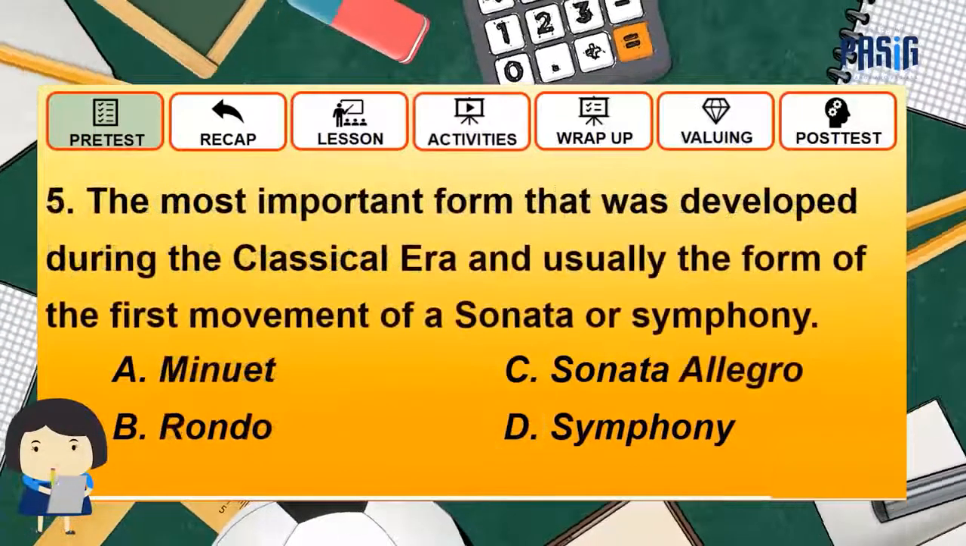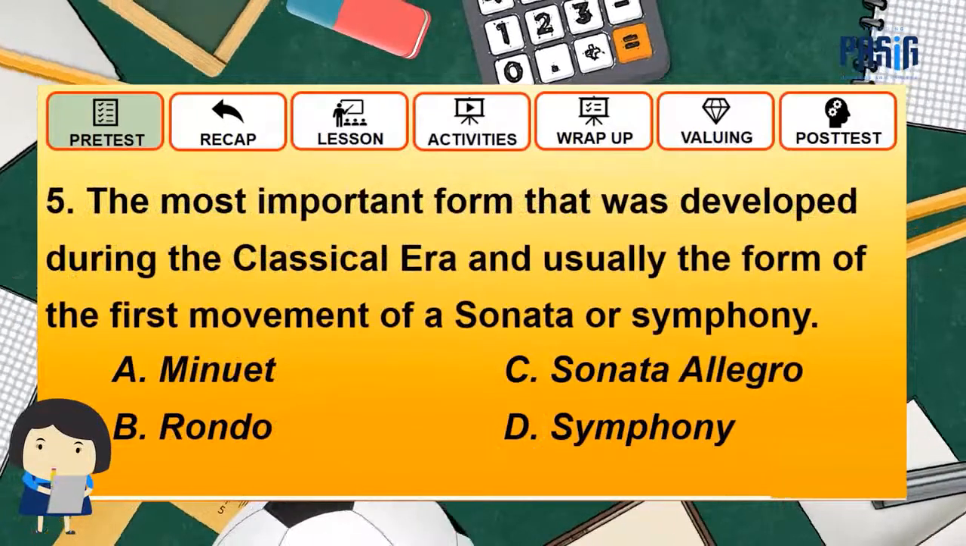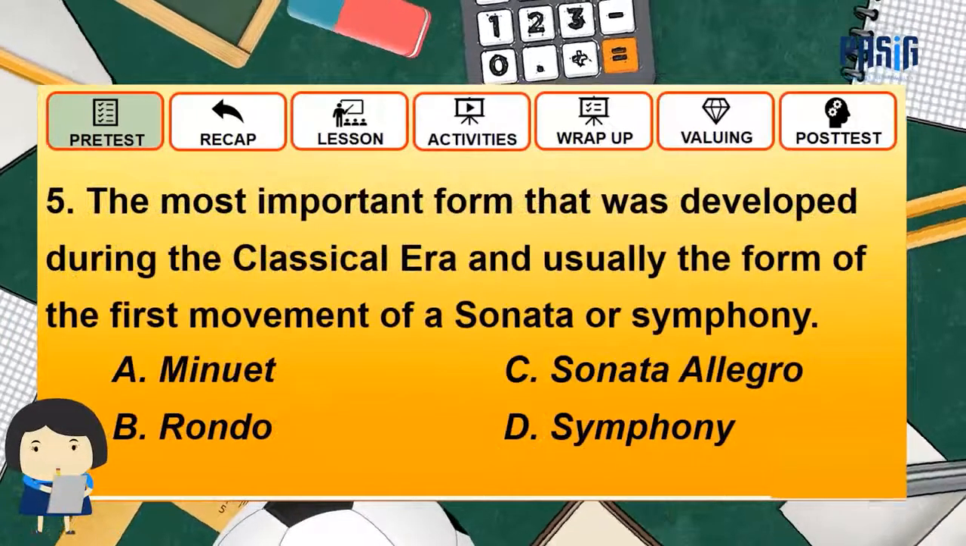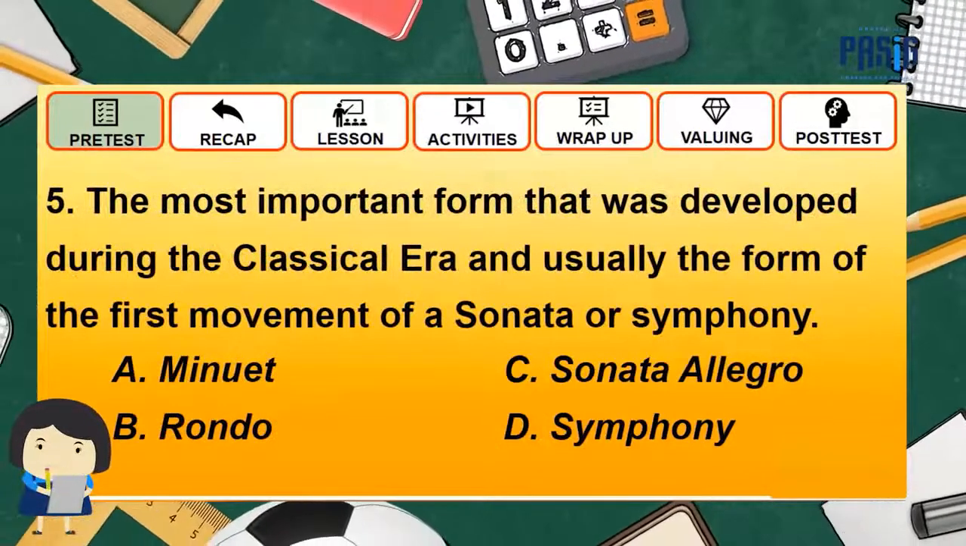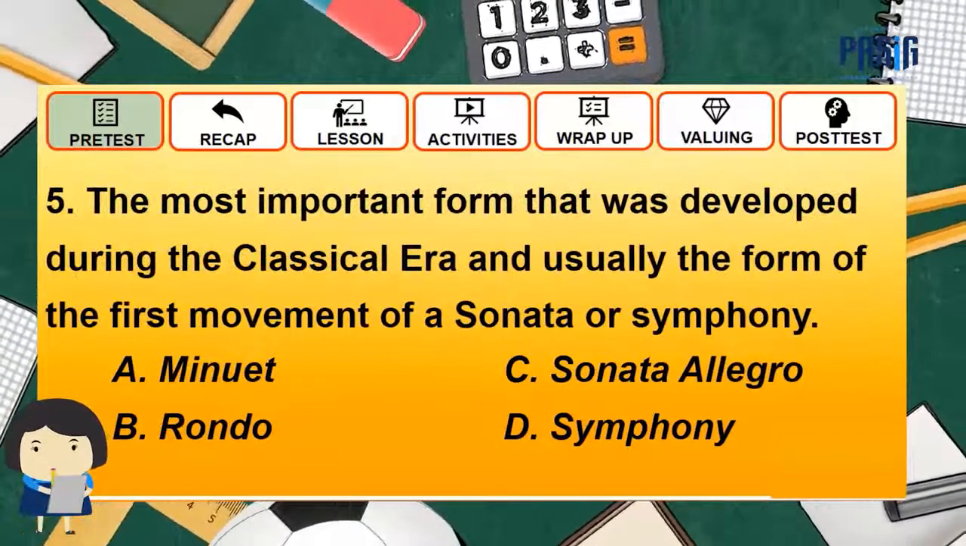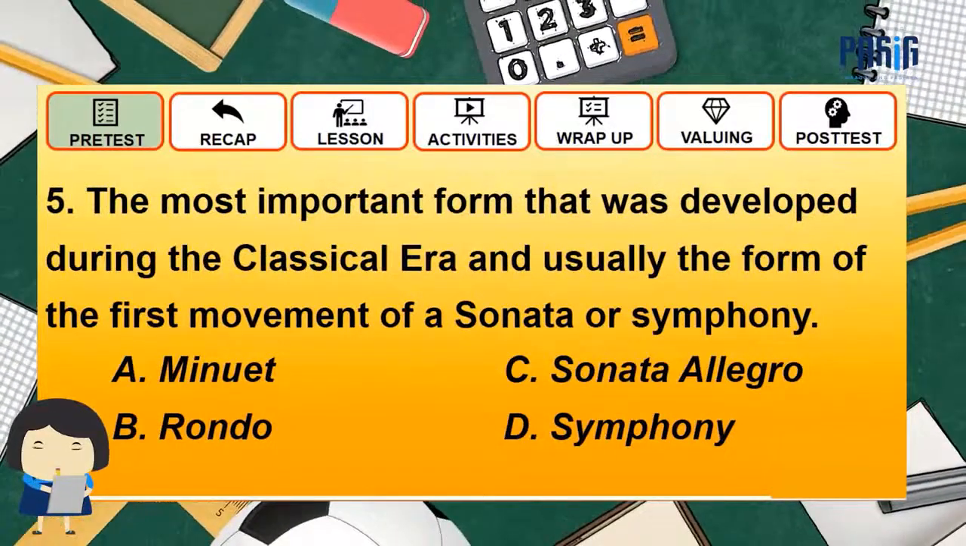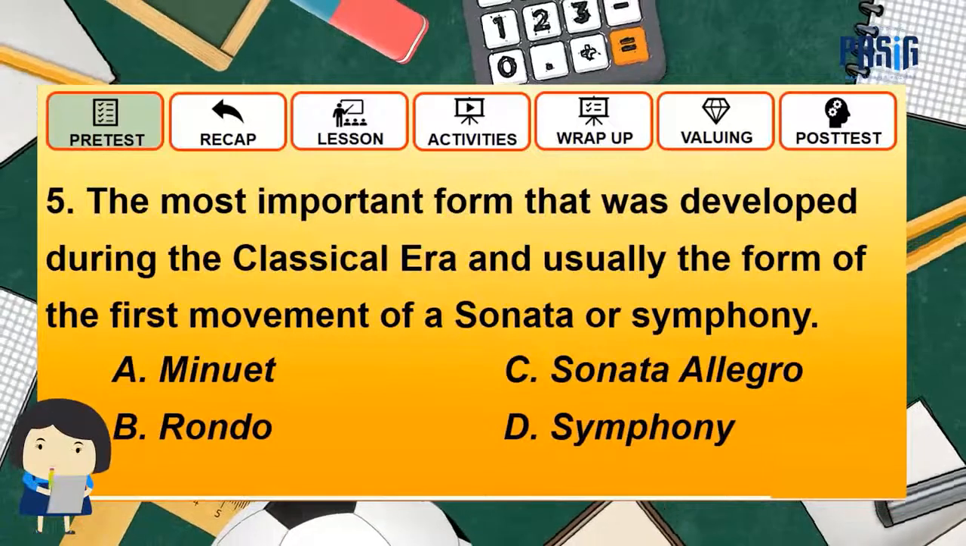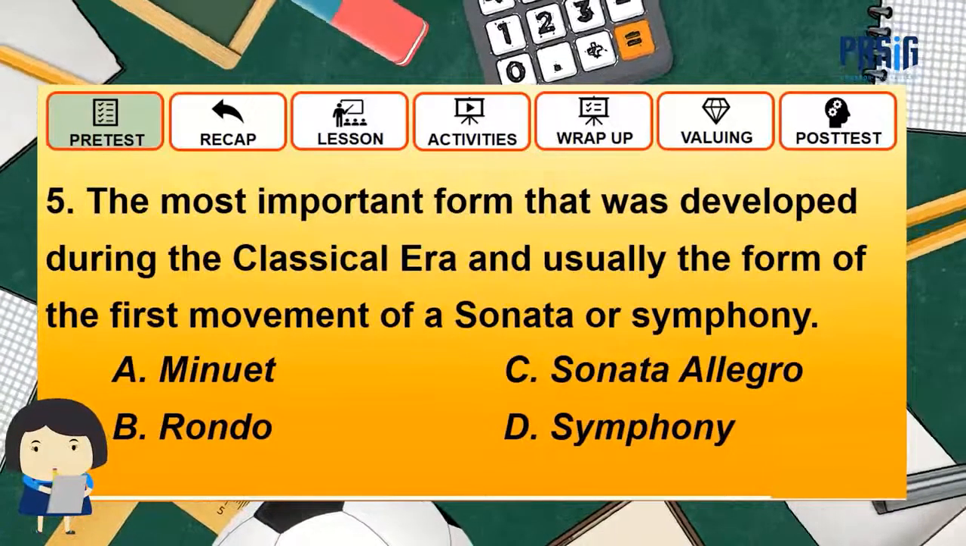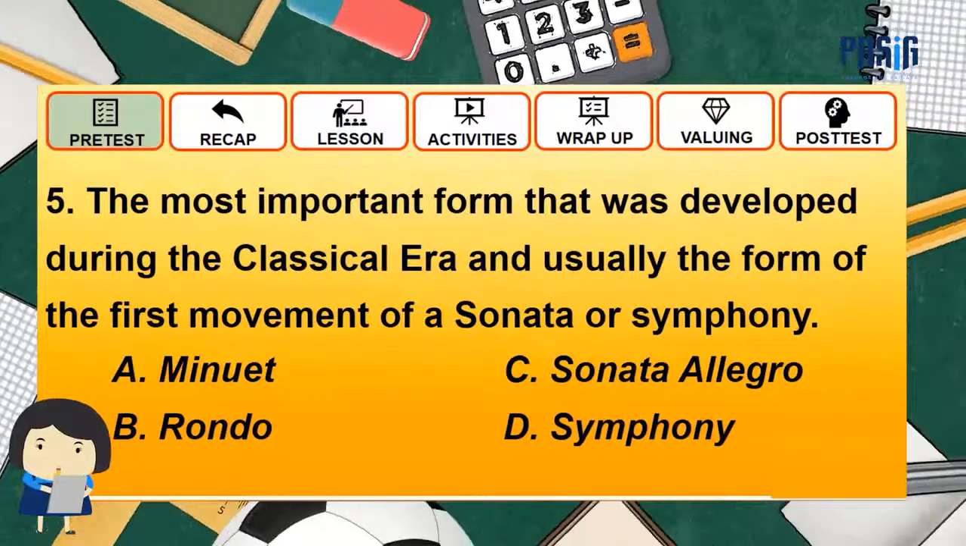Number 5. The most important form that was developed during the classical era and usually the form of the first movement of a sonata or symphony. A. Minuet. B. Rondo. C. Sonata allegro. D. Symphony.